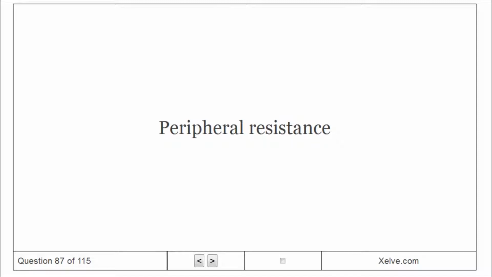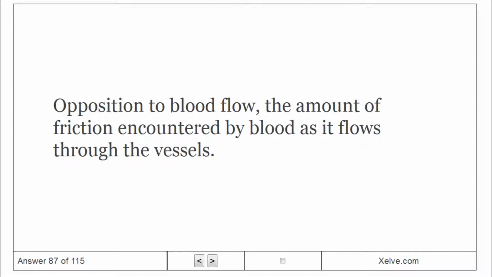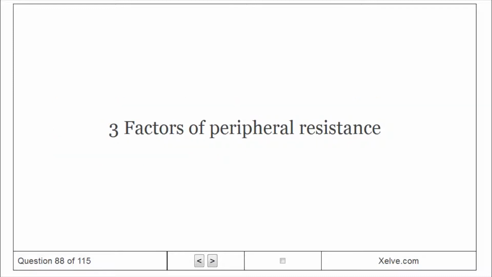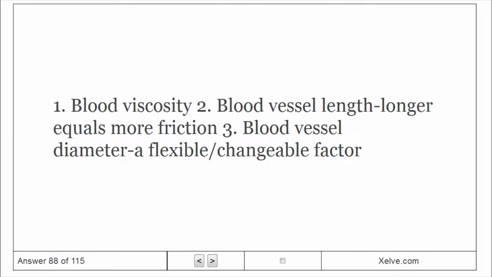Peripheral resistance. Opposition to blood flow, the amount of friction encountered by blood as it flows through the vessels. Three factors of peripheral resistance. 1. Blood viscosity. 2. Blood vessel length. Longer equals more friction. 3. Blood vessel diameter, a flexible, changeable factor.